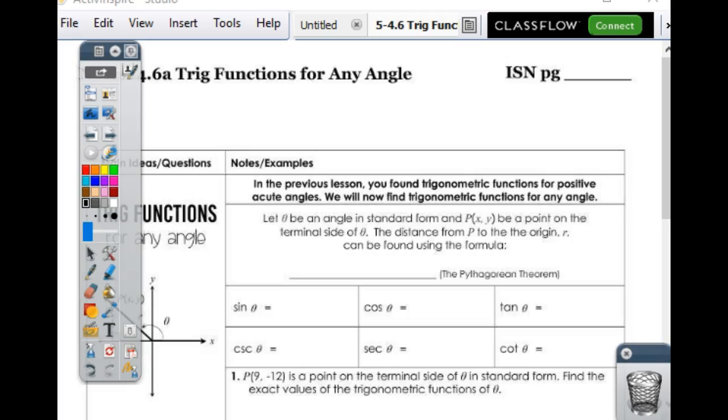All right, so we're going to have a quiz tomorrow over the unit circle. I'm going to give you a blank one. You're going to have to fill it in. We're going to do some stuff today that's going to help us on some other work we have to do on the unit circle.